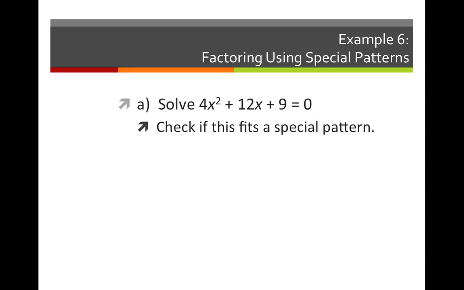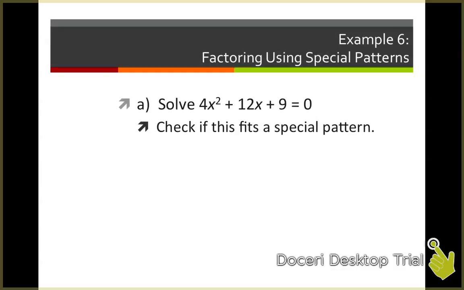We have 4x squared plus 12x plus 9 equal to 0. We want to know, does this really fit the special pattern? And so we start by looking at the first and last term. Each of those needs to be a perfect square. If they're not, then it doesn't fit the pattern. We have to go back to the other methods. But in this case, they are. 4x squared is a perfect square, and 9 is a perfect square. But that's only half of the check. Then we have to check out the middle term.